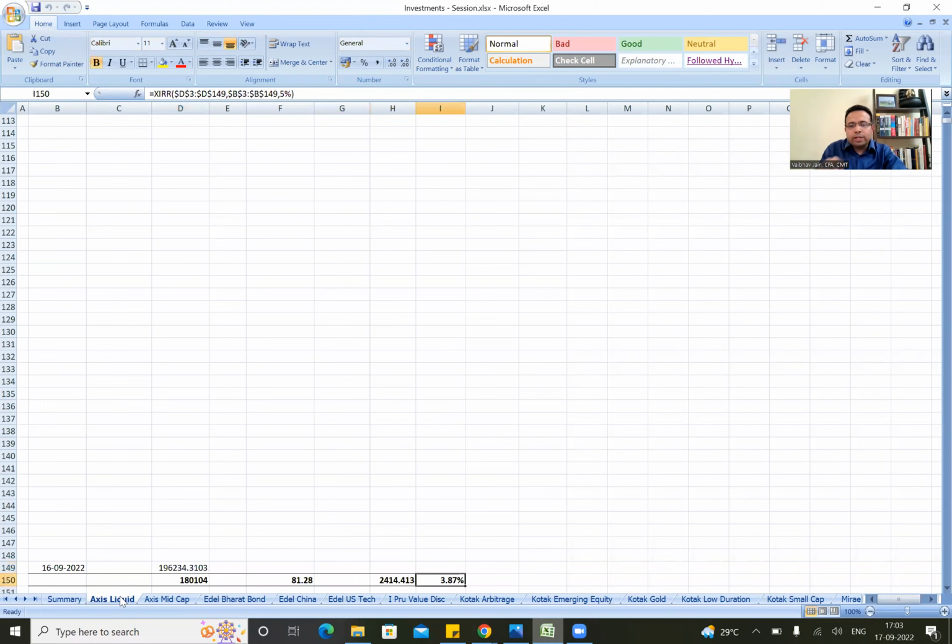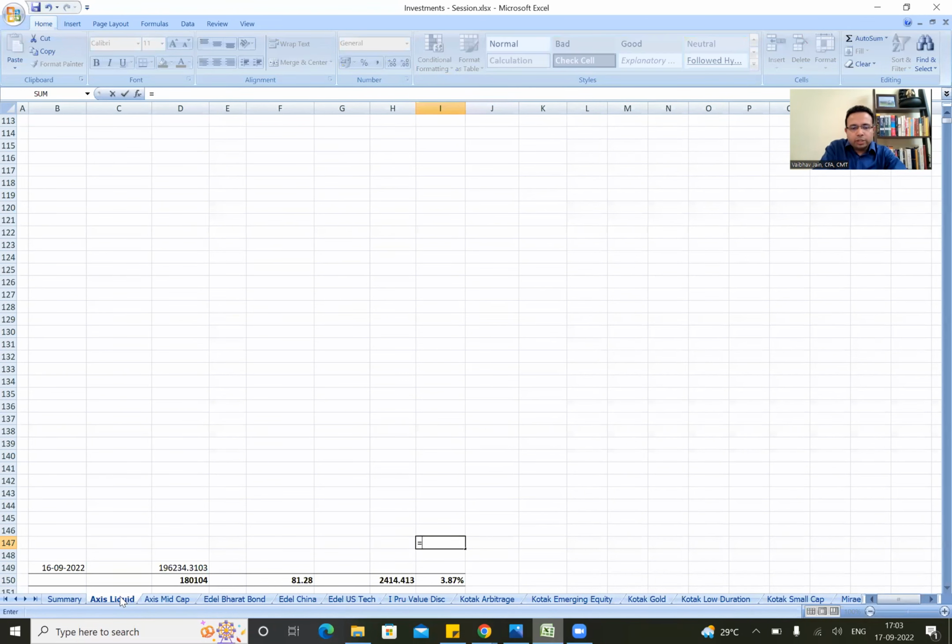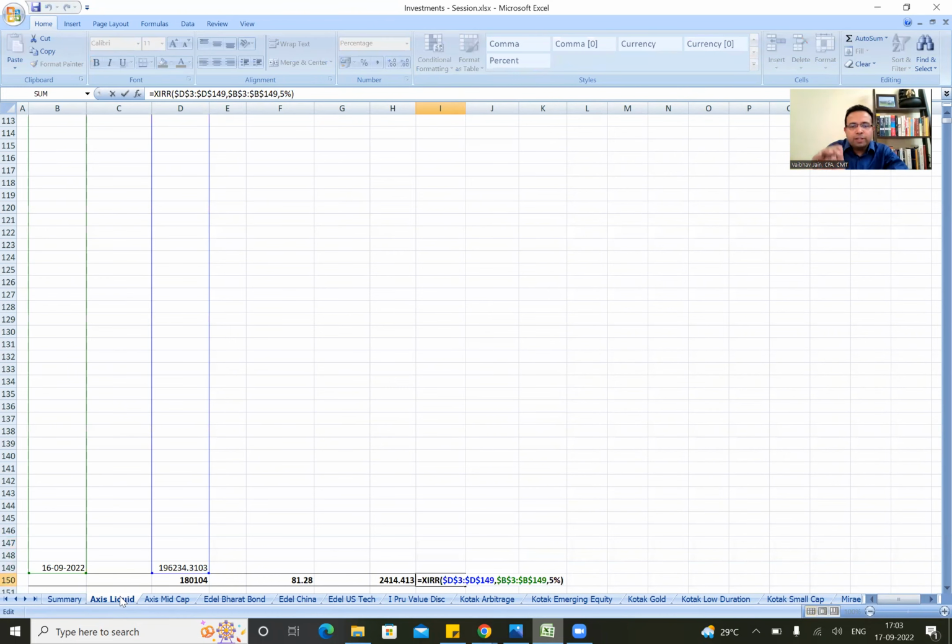And how do I calculate the XIRR? Now, this is very important. If you see above in the tab, if I just write XIRR over here, you will get the hint. Just take all the values as an array, comma, all the dates, and just a guess value. Guess value is not important, but you can put it over there. So what did I do over here? XIRR of D3 to D149. So all the inflows, outflows, and today's value will also be there.